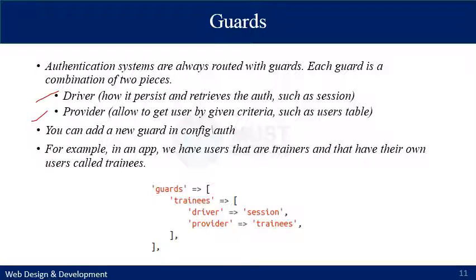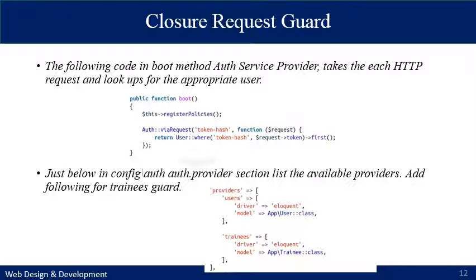The driver specifies how it persists and retrieves the authentication, such as session, file, database, etc. Providers allow getting a user by given criteria such as the user table. So you can add a new guard in the configuration slash auth.php file. For example, in an app we have users that are trainers, and we have their own users called trainees. So for example, we have specified the guard trainees with the driver of session and provider of trainees.